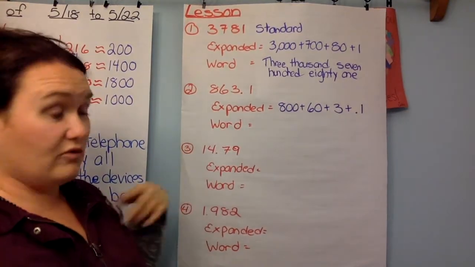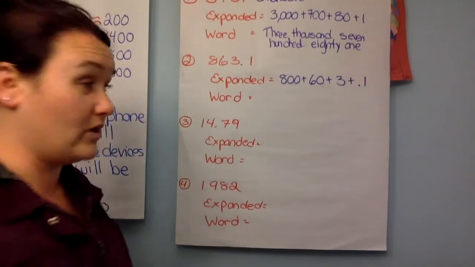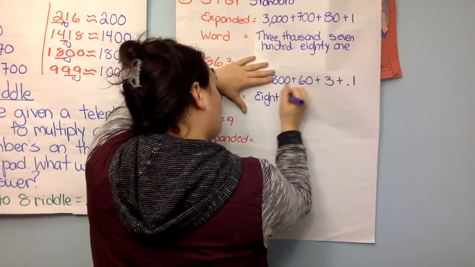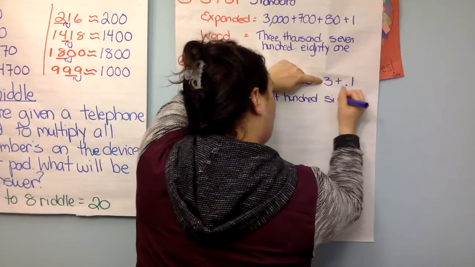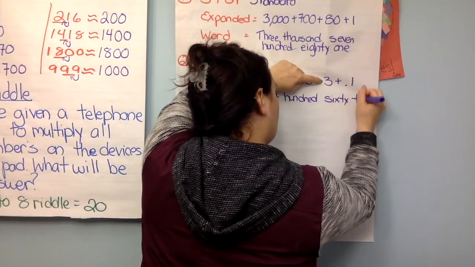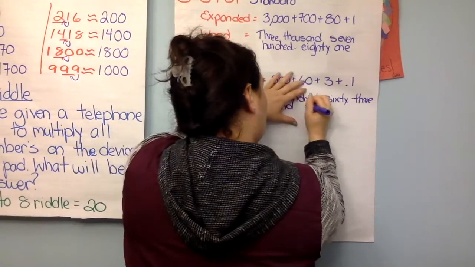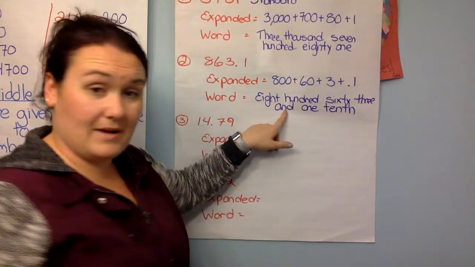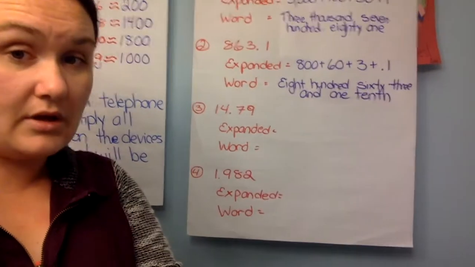Okay. Let's move on to word form. 863 and 1/10. So remember, and represents the decimal. Okay, going on to number 3.